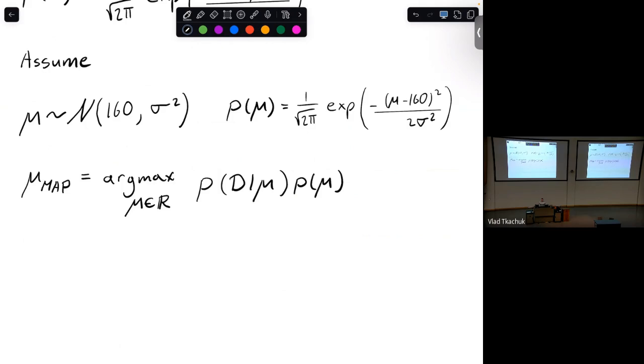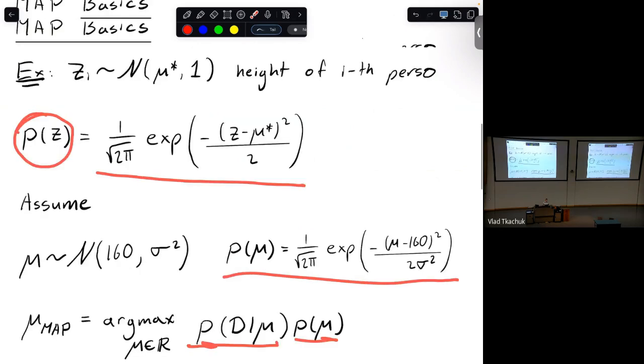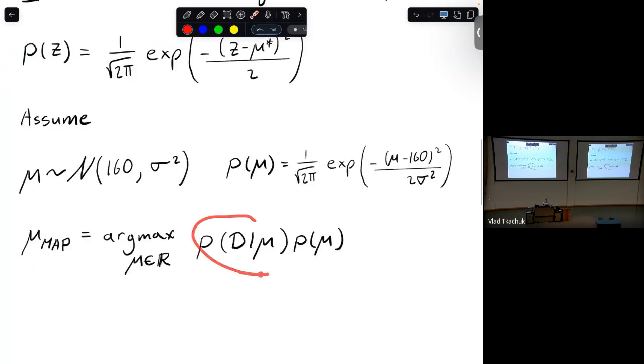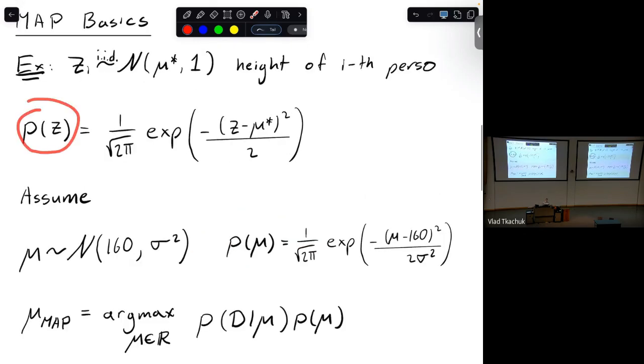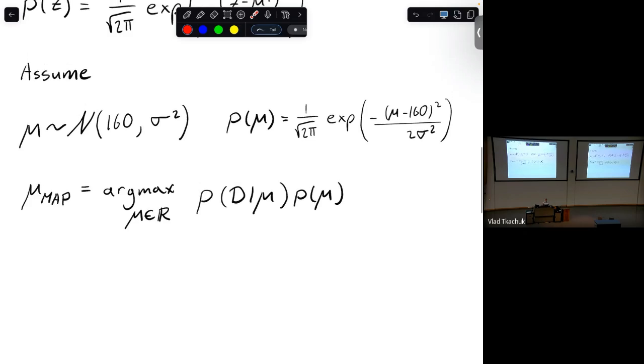And for next class, we're just going to plug in this. Remember, maybe I should put this IID. So this thing is going to be this product of all of these PDFs, n of these PDFs. And that's what we've seen before. And this P of mu is going to be the new thing. We're going to apply the negative log again, and then we're going to work it out.